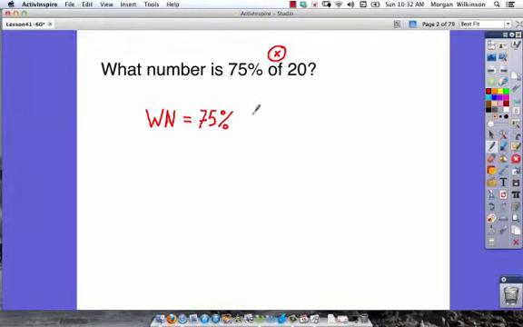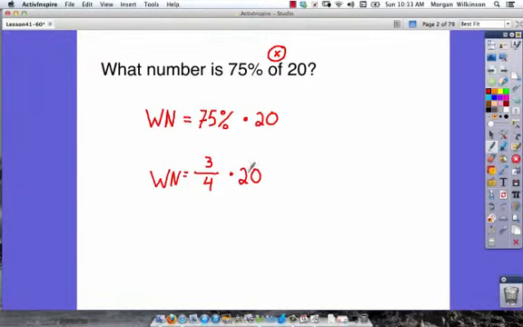So what number is 75% of 20? We're going to use our dot to say multiplication. That means multiplication, just like a times sign. And then we can figure out our answer. Now, what number is 75% of 20? Well, 75% is the same thing as 3/4, like there's 3/4 in $1. So we're going to have what number, n, is equal to 3/4 times 20.